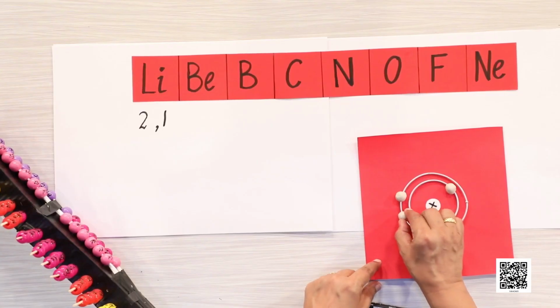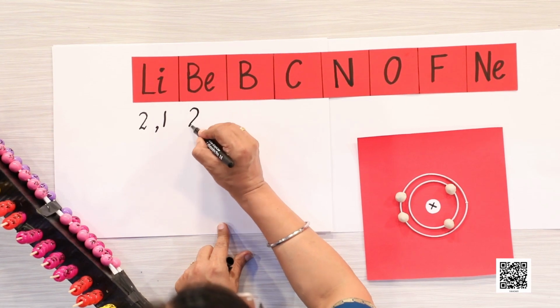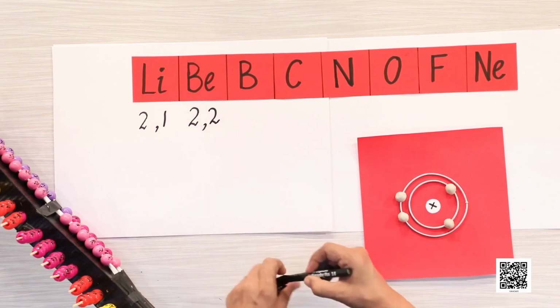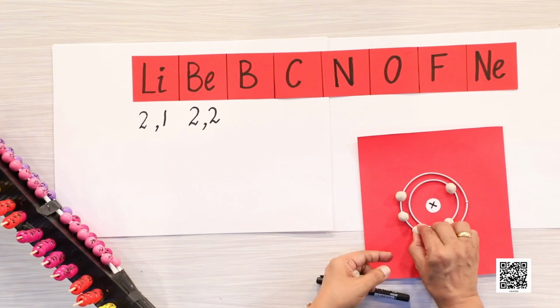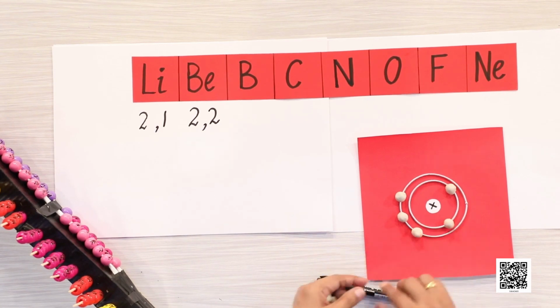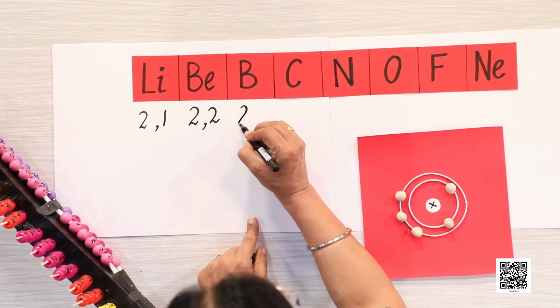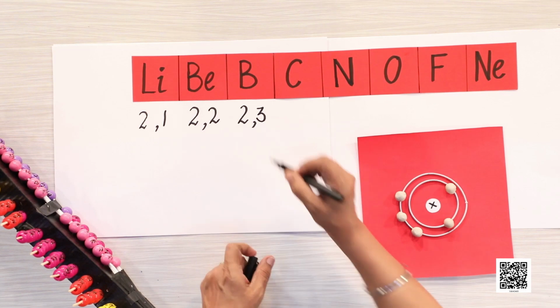Now, next is beryllium having 4 electrons. So, where will this electron enter? In the second shell. So, here goes the electronic configuration of beryllium: 2, 2. And boron having 5 electrons, again it is being added in the same shell.